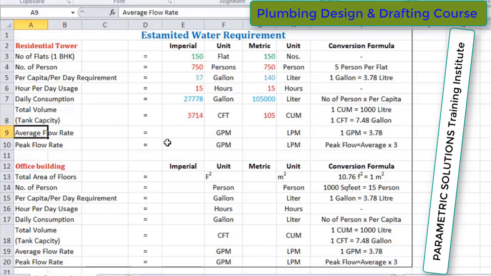Now let's calculate the average flow rate. This average flow rate is nothing but the requirement of water for the OH tank as well as the UG tank. Now how to calculate the flow rate? Flow rate will be calculated as the daily consumption divided by the hours per day of use, divided by 60, because 1 hour is equal to 60 minutes and I want this average flow rate per minute. So that will be 31 GPM, 31 gallons per minute. Same here, I will mention total liters, that is the daily consumption, divided by hours, divided by 60. So that will be 117 liters per minute, and 1 GPM is equal to 3.78.